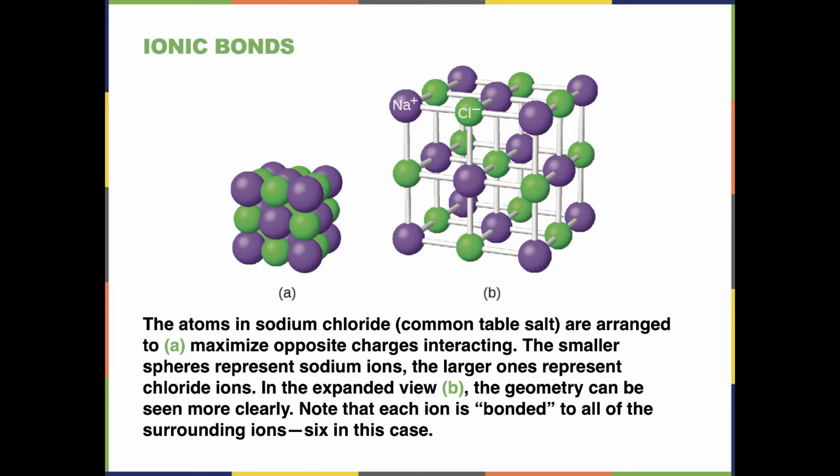And what you can see here is that it's regular geometry, like a box, also called a lattice structure. And what holds everything together is these negative and positive interactions. And these are bonded together such that one chlorine ion is surrounded by 6 sodium ions, and one sodium ion is surrounded by 6 chlorine ions.